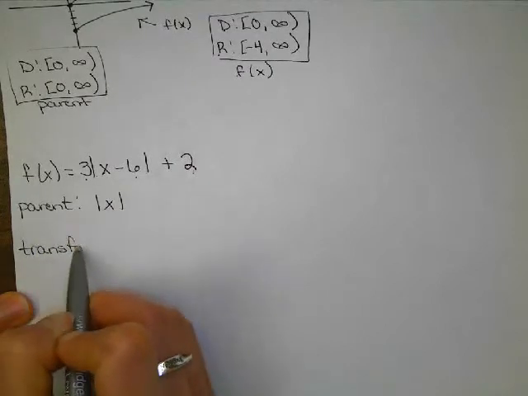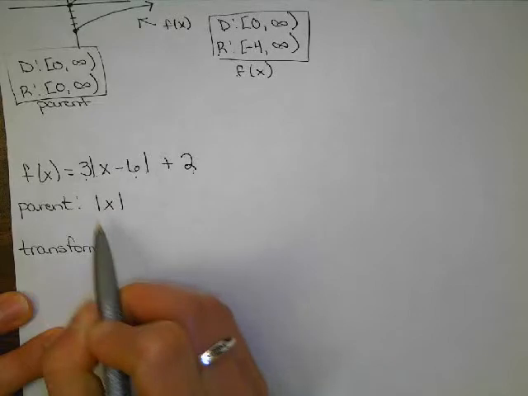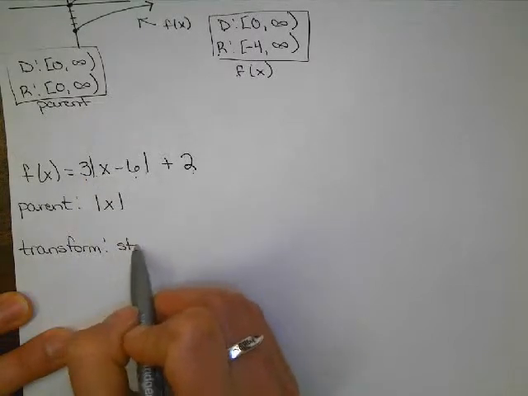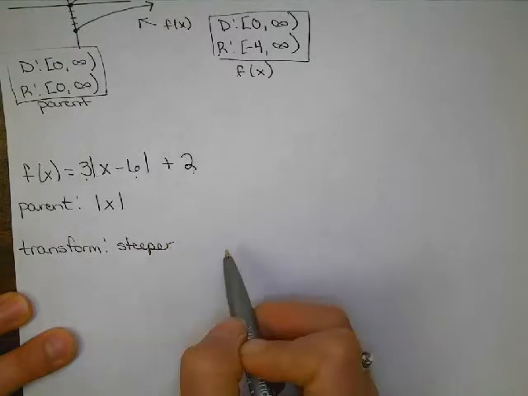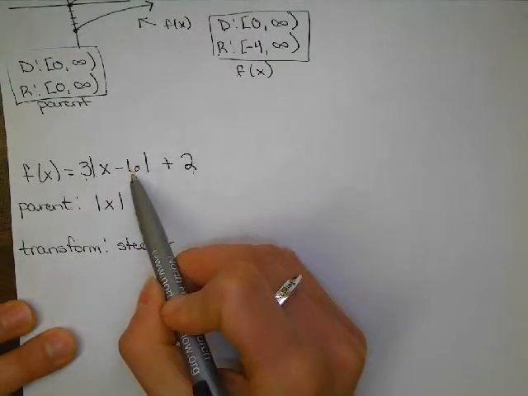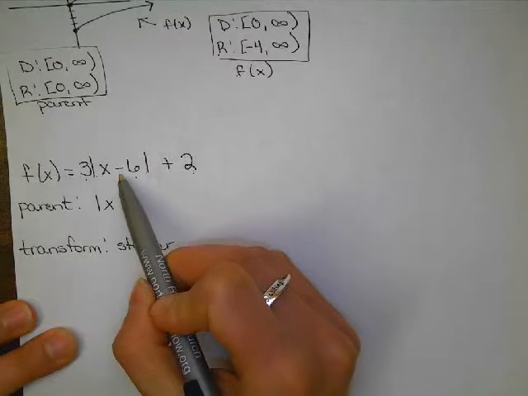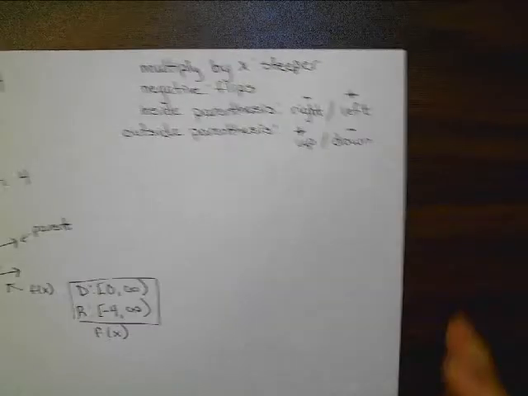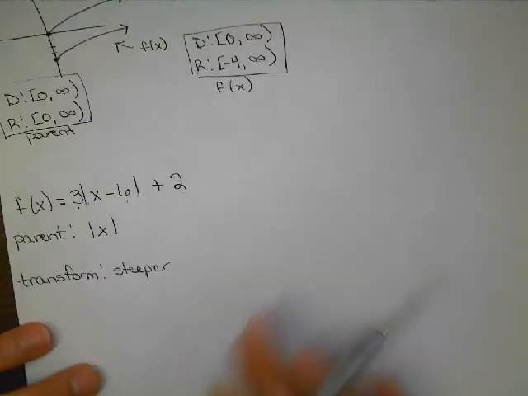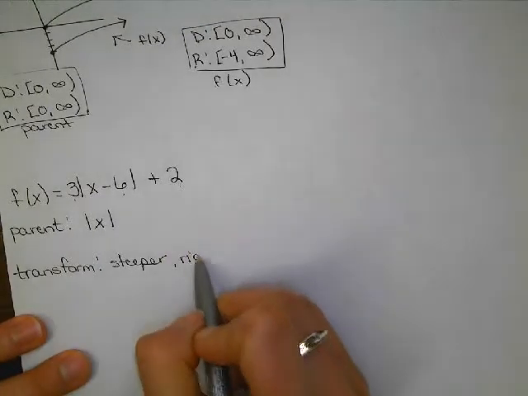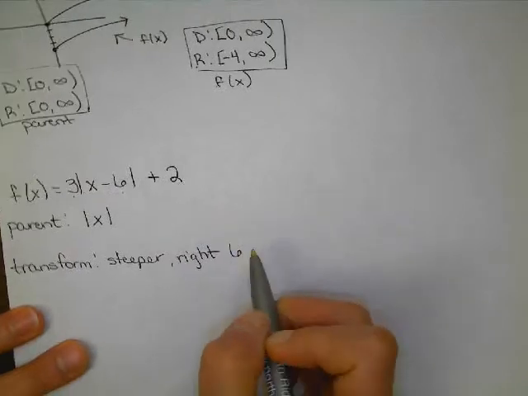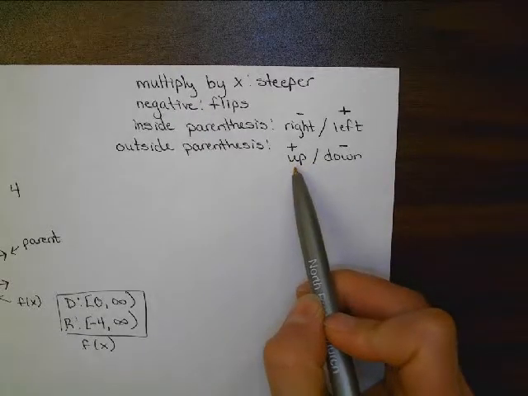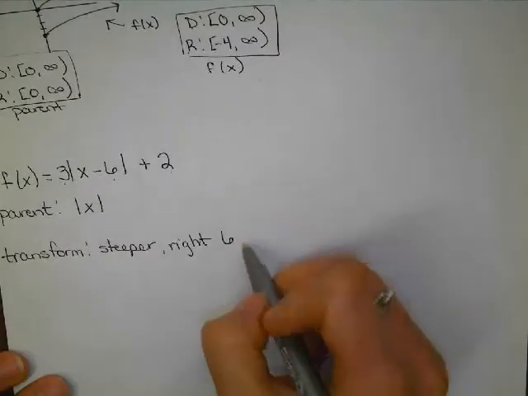So I can write down my transformation here. Again, I multiplied by 3, so this steepness is affected. So it becomes steeper. This 6 that's on the inside is a minus, and if you remember from your notes, a minus on the inside means it moves to the right. So this function also moves right 6, and this plus 2 on the outside, if you notice here, moves up 2 then.